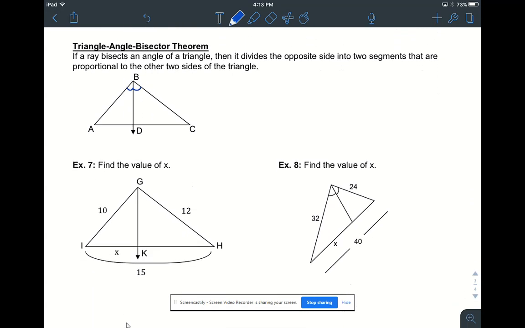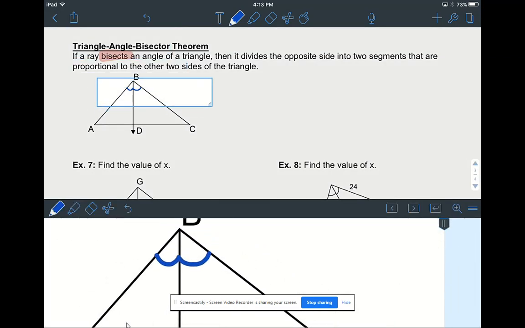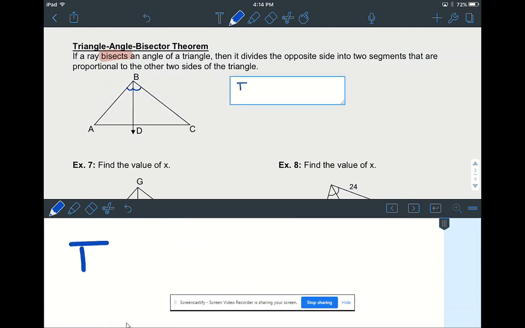All right, last topic here, triangle angle bisector theorem. So if a ray bisects an angle of a triangle, remember that word bisect means to cut in half. Then it divides the opposite side into two segments that are proportional to the other two sides of the triangle. So what we're looking at here is you need to draw your little heart. If it's a triangle angle bisector, we bisect that top angle and we create that heart, two congruent angles there.